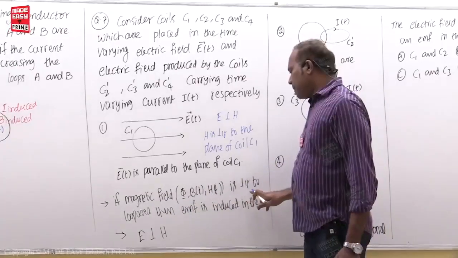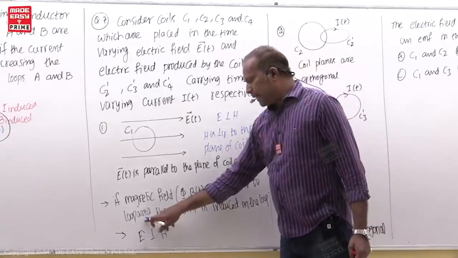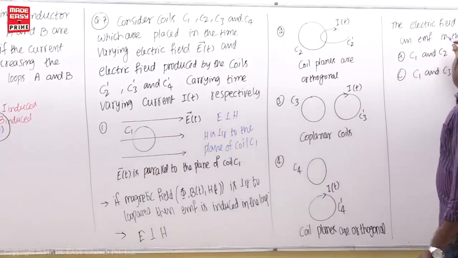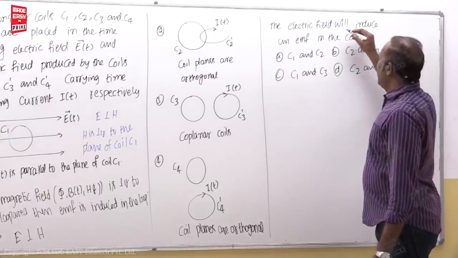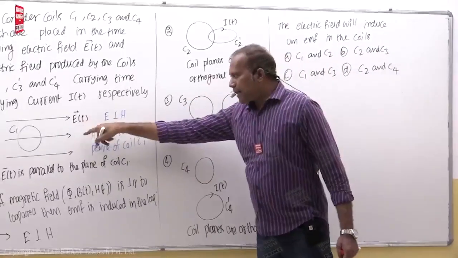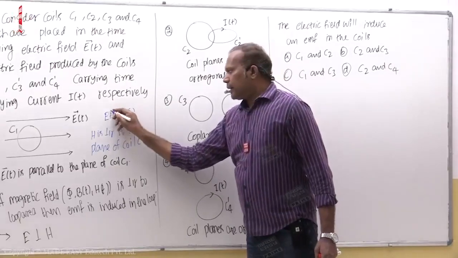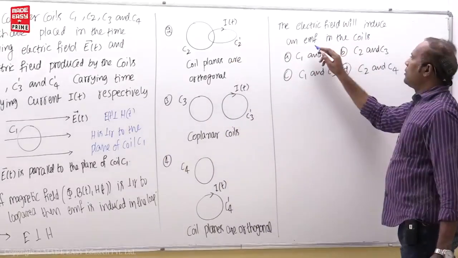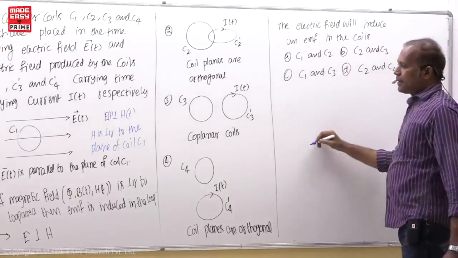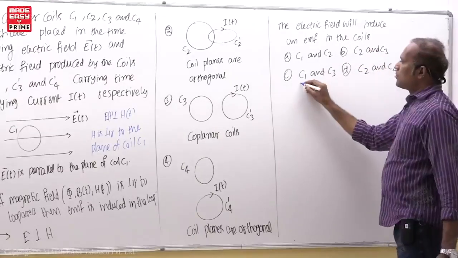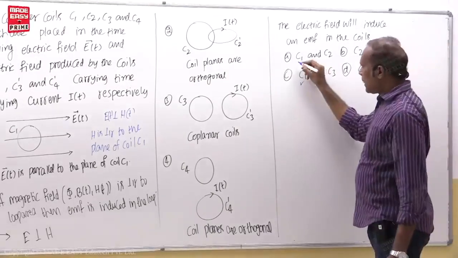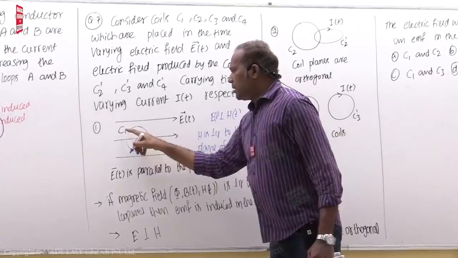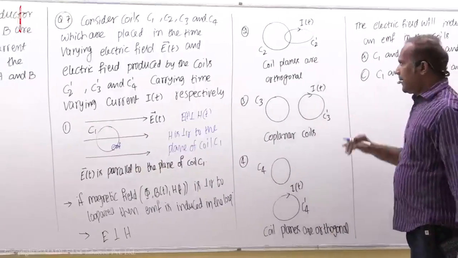I wrote here, if the magnetic field is perpendicular to the plane, meaning the area, then EMF is induced. So in C1 EMF is induced. Actually here, the time varying electric field generates a time varying magnetic field, and if the time varying magnetic field is perpendicular to the loop area, then EMF is induced. So the question is, the electric field will induce EMF in which of the following coils? Then the answer is the C1 coil, it induces. These two answers are gone. So C1 coil it induces. So EMF is induced in the C1 coil. That is correct. Now let us discuss here.